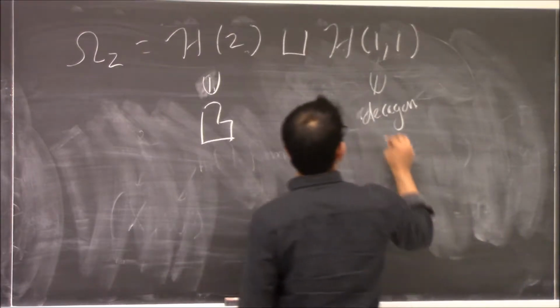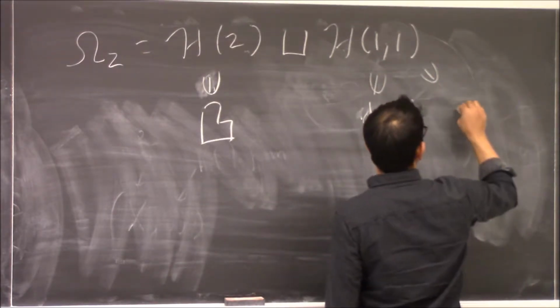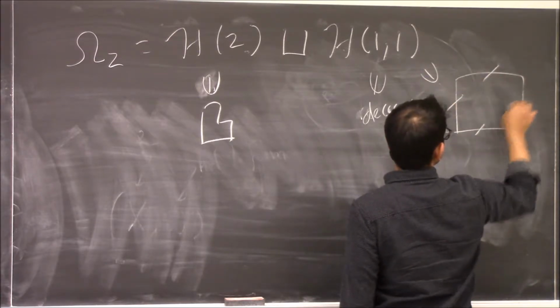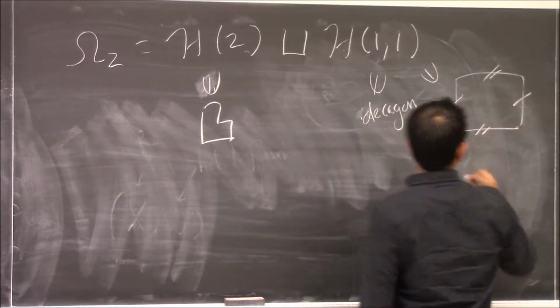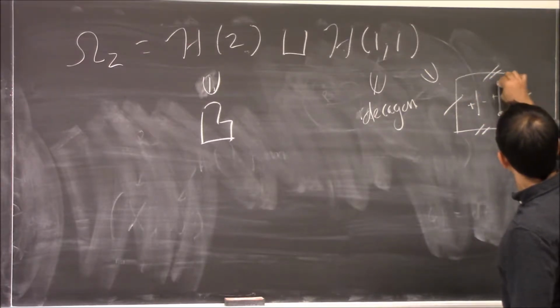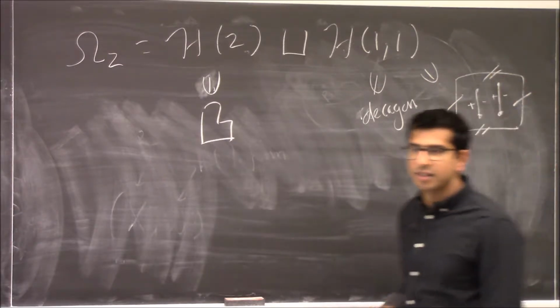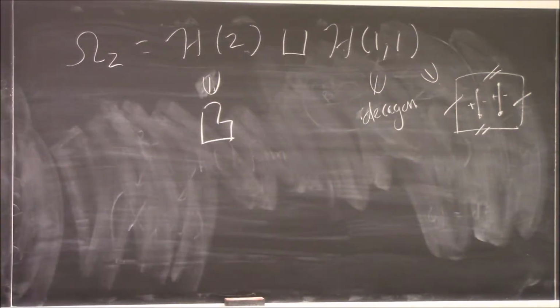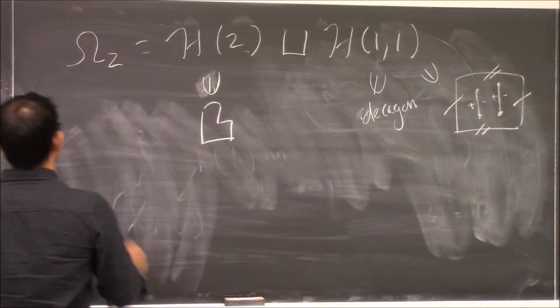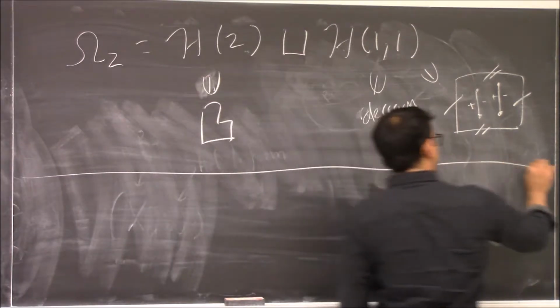Actually, let me draw a different one, which is something I can draw. If you take a torus, but now I'm going to make slits in the torus, and I'm going to glue plus, minus. And then it turns out these points end up being your two singular points. So that's Howie's favorite example in H of 1, 1. OK, so these are the spaces.